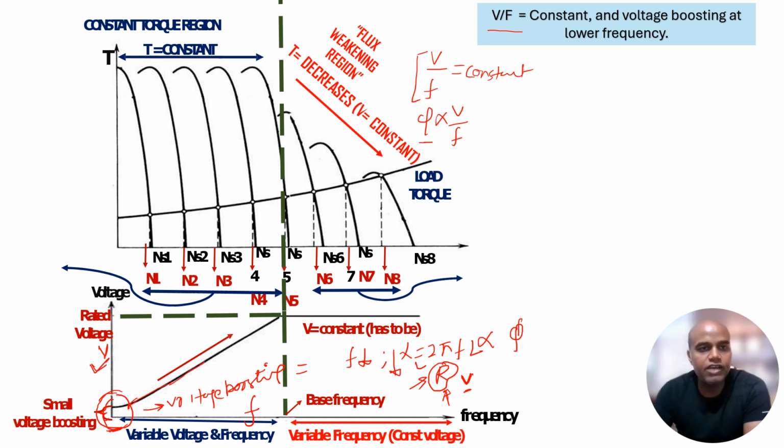Due to this, we can see that speed is changing as I'm changing the frequency, but as I'm keeping V by F constant, the torque slip characteristic is not reducing. The maximum torque that is being produced remains the same, constant over here. All right. However, we can only increase the voltage up to the rated capacity of my motor.